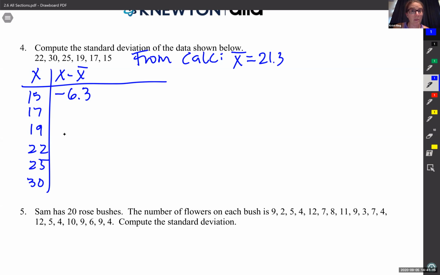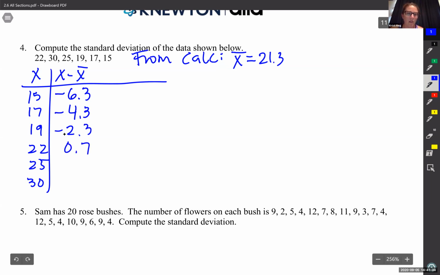I have all the answers, but I'm doing this the long, terrible way because I want you to see how long and terrible it is. That way you'll say, oh yes, I definitely want to use the shortcut from now on. Okay, 19 minus 21.3. 22, I can do that one in my head, 0.7. 25 is 3.7, and 30 minus 21.3 is 8.7.